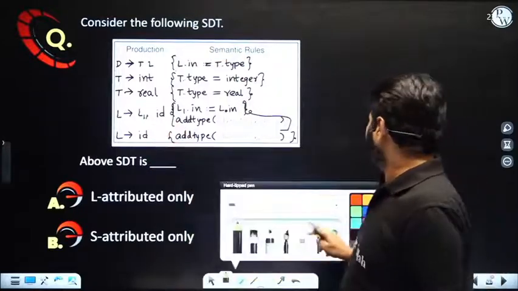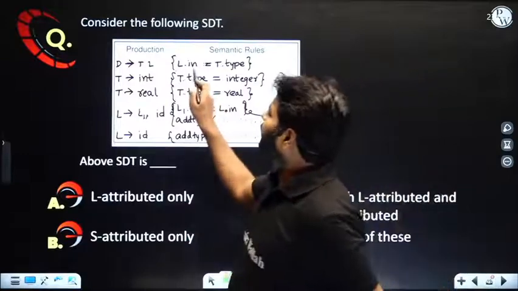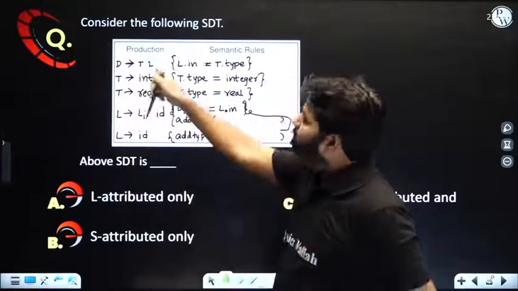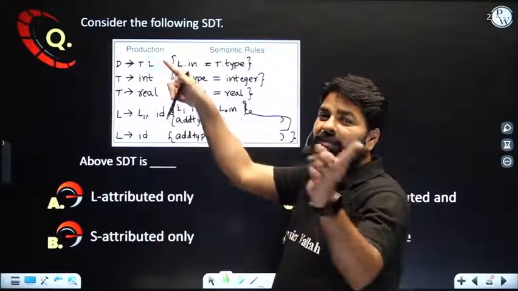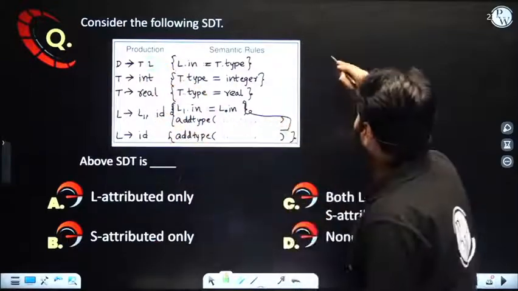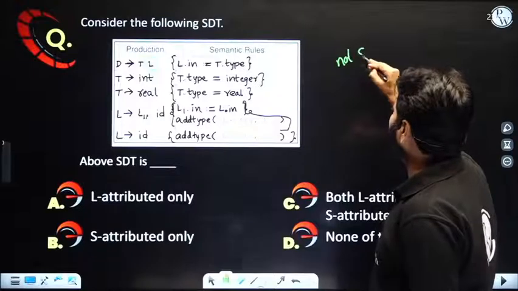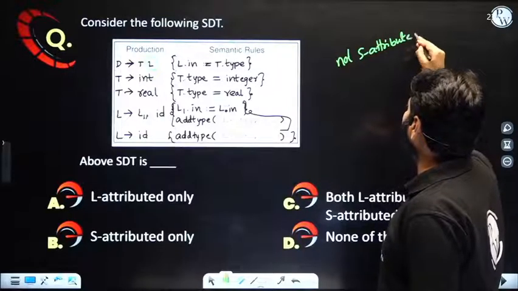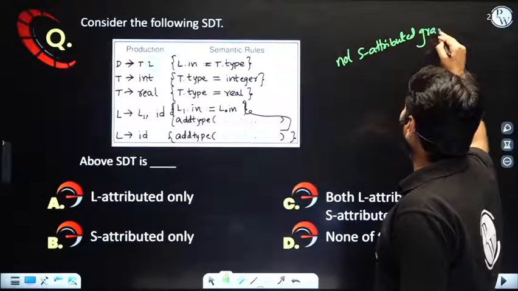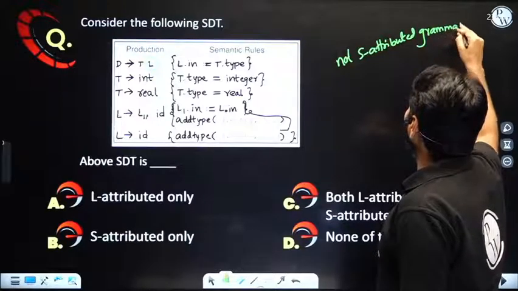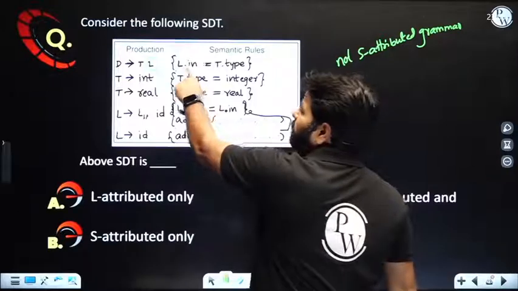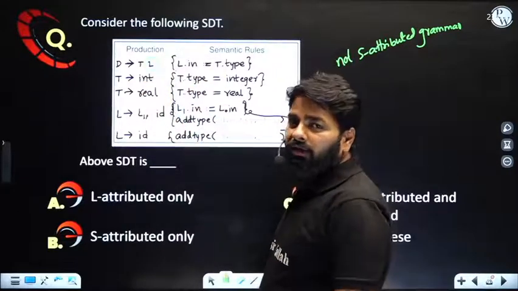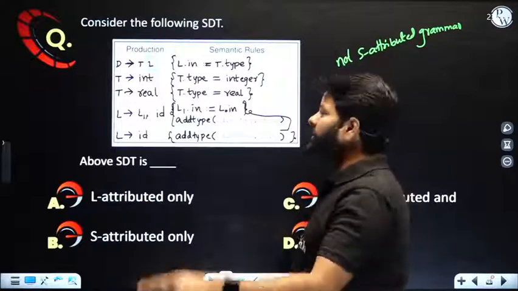Now, we are computing at L, by depending on whom? By depending on left sibling. That never happens in S-attributed definition. So it is very clear the grammar is not S-attributed grammar, because it's not following the S-attributed definition. Clear? Not S-attributed because of this. L depends on T, that means L depends on its left sibling. L can't depend on left sibling in the S-attributed definition.